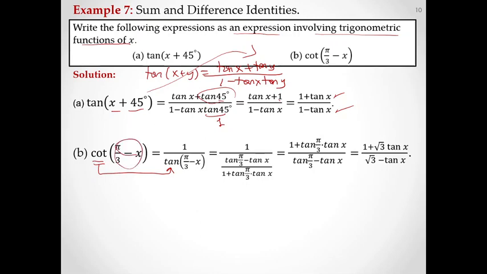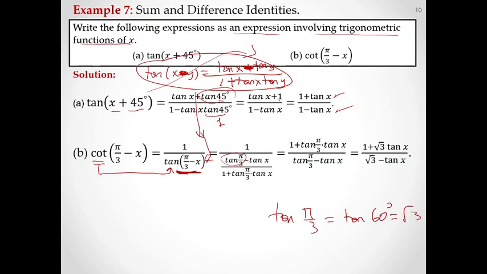This will be our theta, and now we can use the formula for this one. The formula is almost the same as this, but here we have to use minus, and now it becomes plus here, and then we use it in the denominator, and we get tangent pi over 3 minus tangent x divided by 1 plus tangent pi over 3 times tangent x. And what is tangent pi over 3? Tangent pi over 3 is 60 degrees.